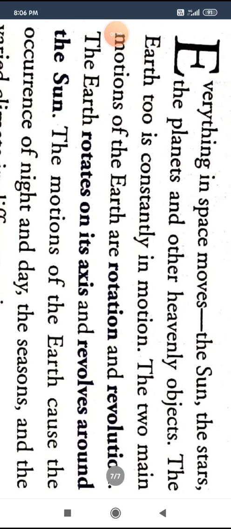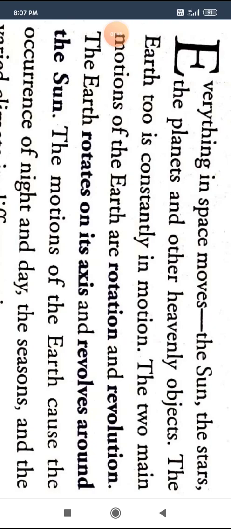This movement is called motion. The Earth has two main motions. What are the two main motions of the Earth? The two main motions of the Earth are rotation and revolution.